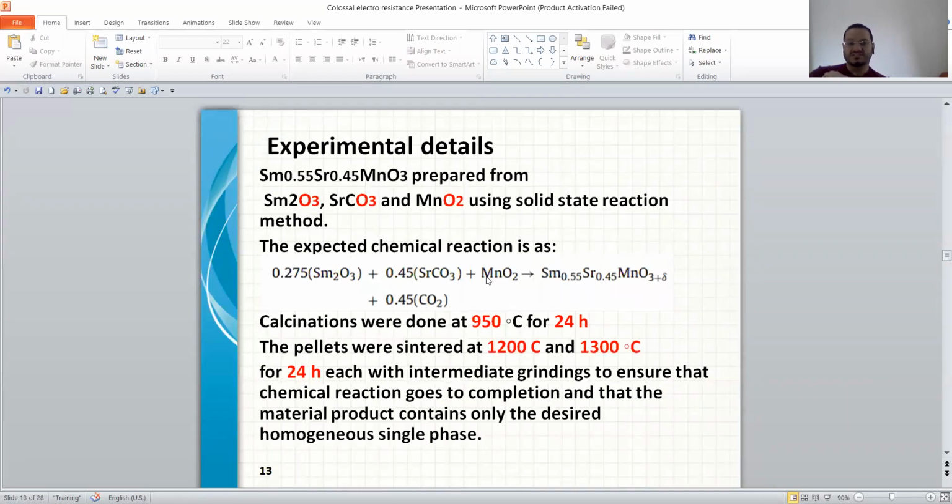Here, let's start from the experimental details. We're talking about using the solid state reaction method. The expected chemical reaction will be like that. Calcinations were done at 950 Celsius for 24 hours, 1 day. The billets were sintered at 1,200 Celsius and 1,300 Celsius.